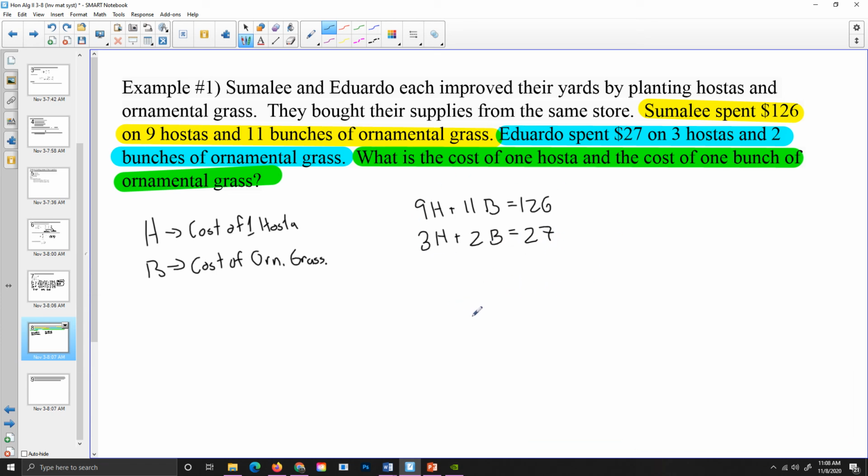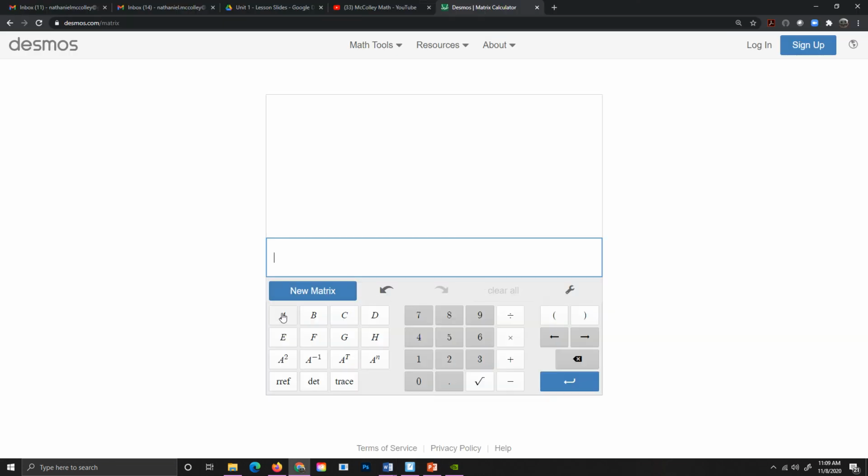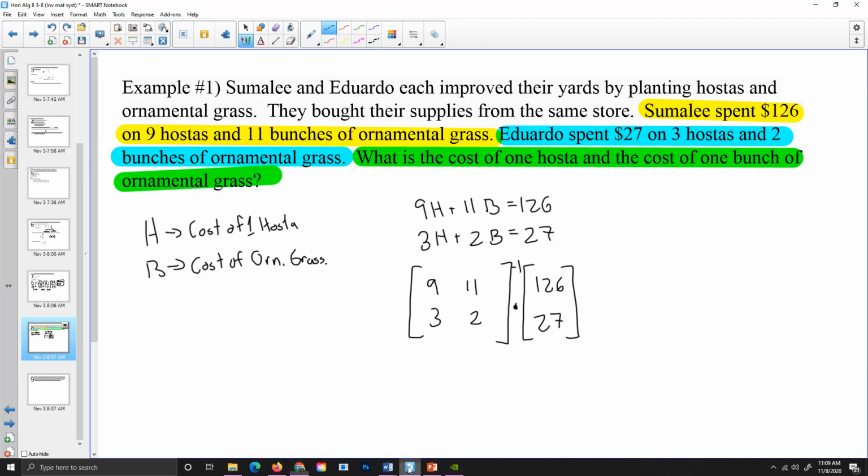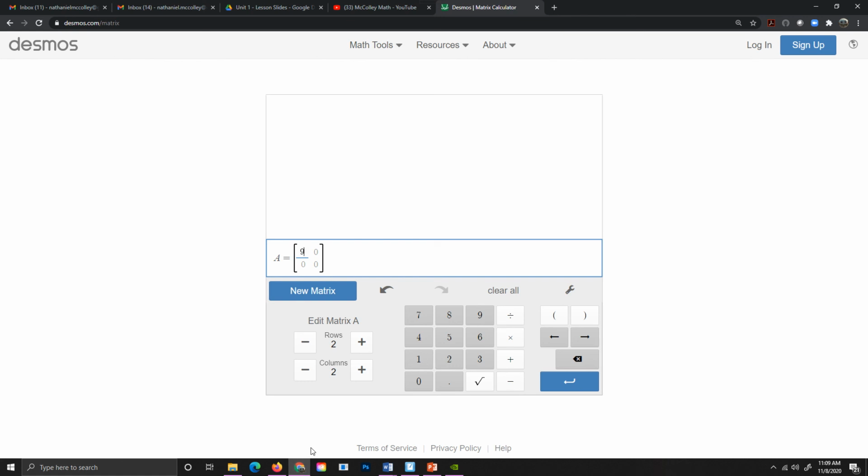Now, since we've set that up that way, it's very simple to set up the appropriate matrices to solve this particular problem. So I'm going to start with a coefficients matrix. That'll be 9, 11, 3, and then 2, and then my constants matrix. And again, we'll multiply by the inverse of the first one. So 126 over 27. And we'll hit new matrix. And that new matrix, we want it to be a 2 by 2. And we'll go back, and so it's 9, 11, 3, 2. So 9, right arrow, 11, 3, right arrow, 2.